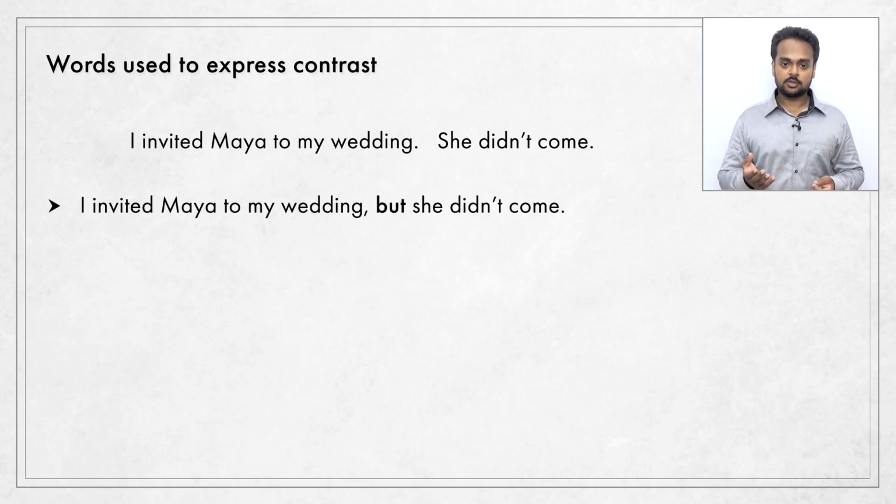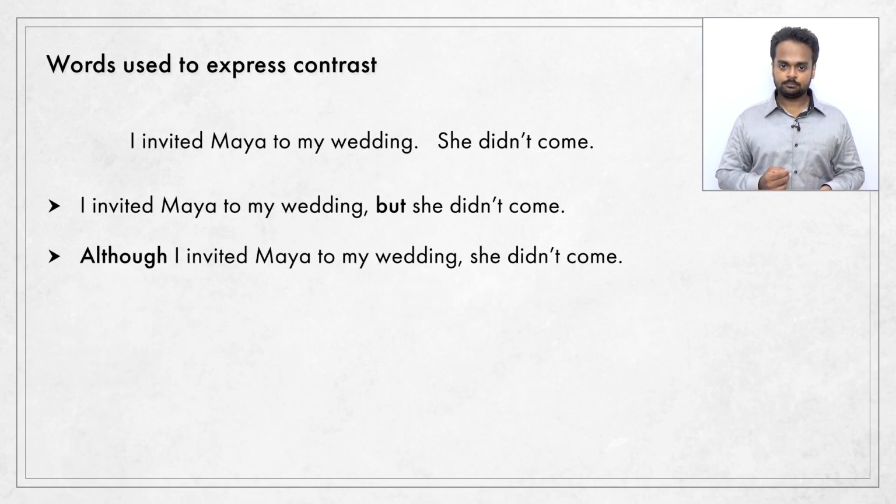I invited Maya to my wedding, but she didn't come. The word but is the simplest contrast word. It's very easy. Instead of but, we have some other options like although. Although I invited Maya to my wedding, she didn't come. Notice here that although is used to set up the expectation. It's added to the sentence that gives us the expectation.